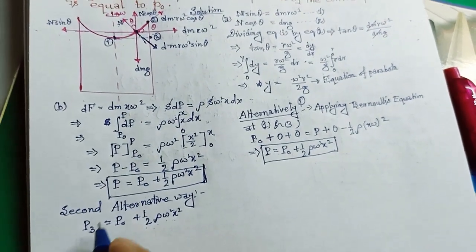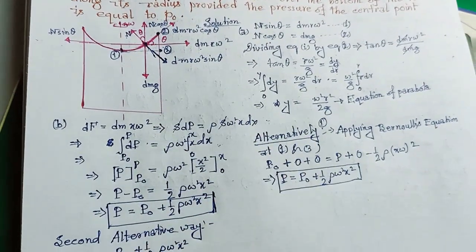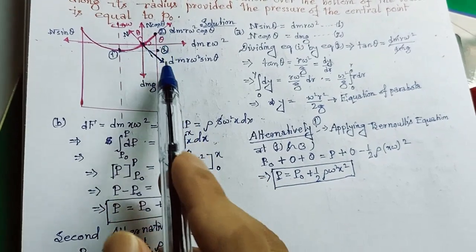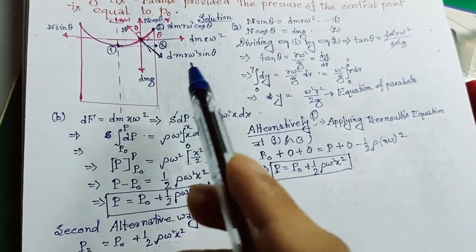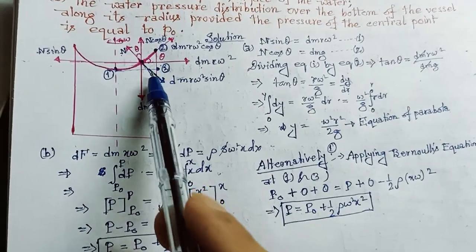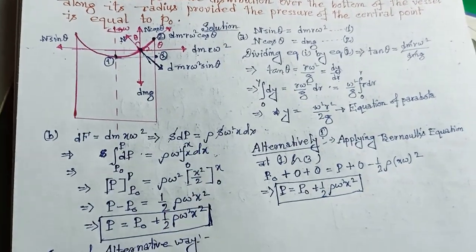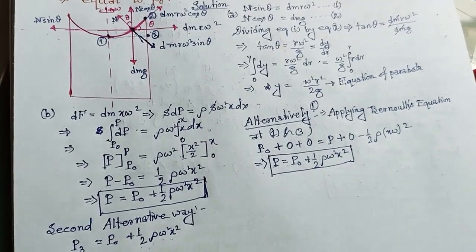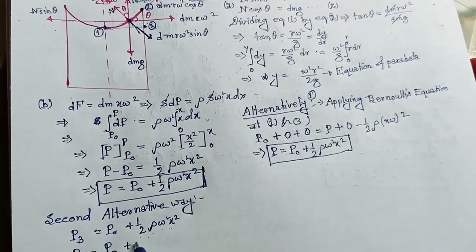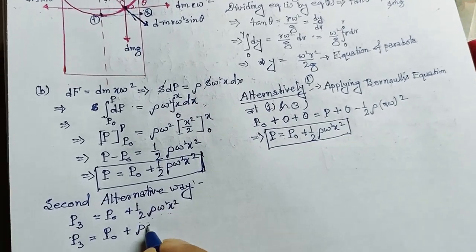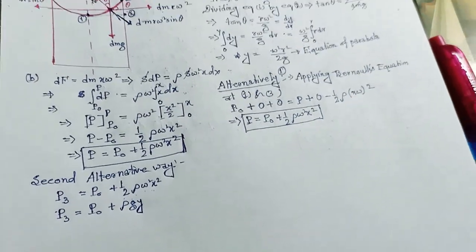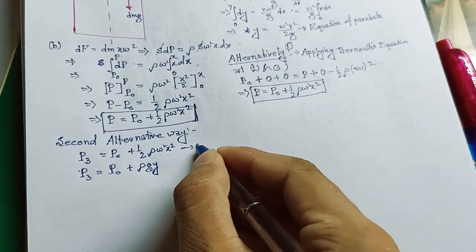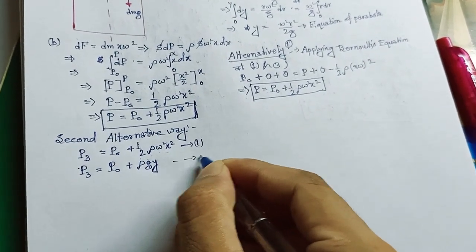Now if we consider point 2 and 3, as the pressure at point 2 is equal to P naught and we are traveling downward, at the depth h from point 2, then we can write P3 will be again equal to P naught plus rho g y, because y is the depth. So this is our equation number 1 and this is our equation number 2.